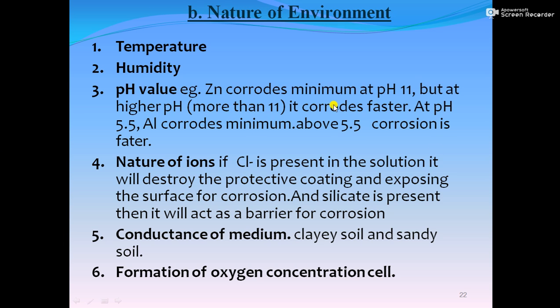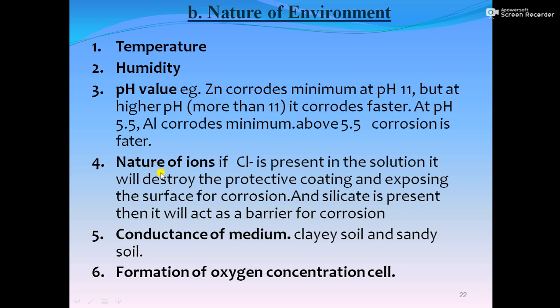But again, zinc corrodes minimum at pH 11, but higher than pH 11, it corrodes faster. At pH 5.5, aluminium corrodes minimum. Above 5.5, corrosion is faster. So the rate of corrosion of different metals is different.